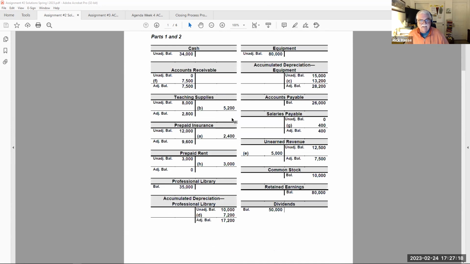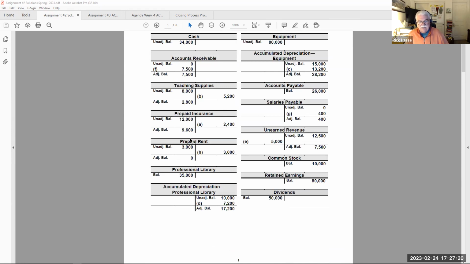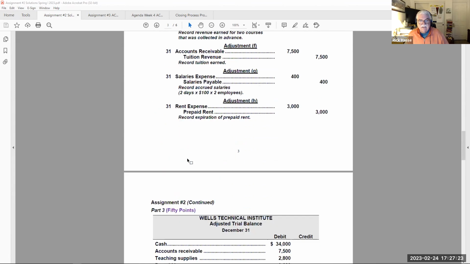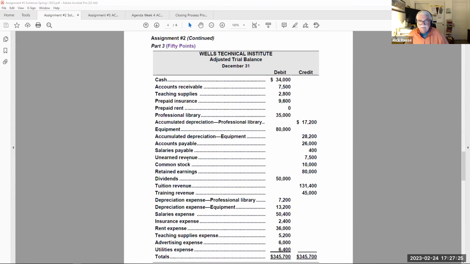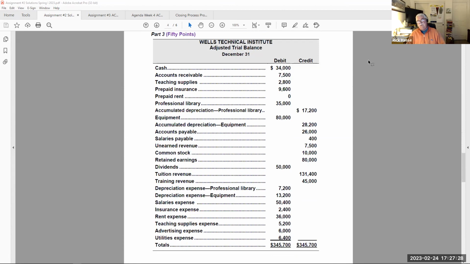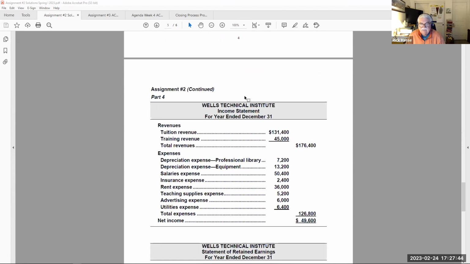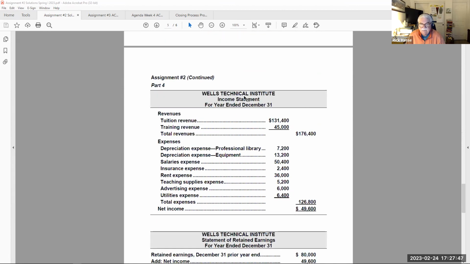And then once you have that ledger, you take every balance in the account and place it into an adjusted trial balance. And here's my adjusted trial balance for this problem. Notice the debits of $345,700 equal the credits of $345,700. And these are all taken from the balances that you've accumulated in the general ledger. Then from this adjusted trial balance, you prepare the various financial statements, which have been provided for you. If you have any questions or concerns about this process, please let me know.